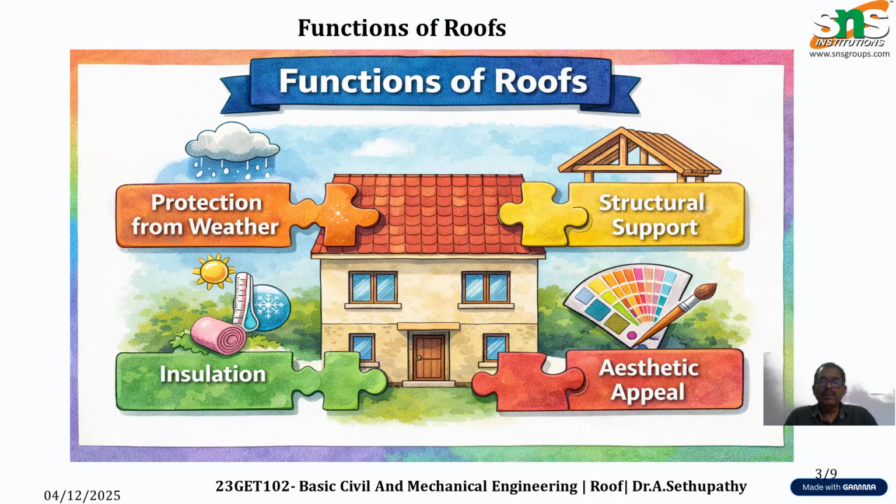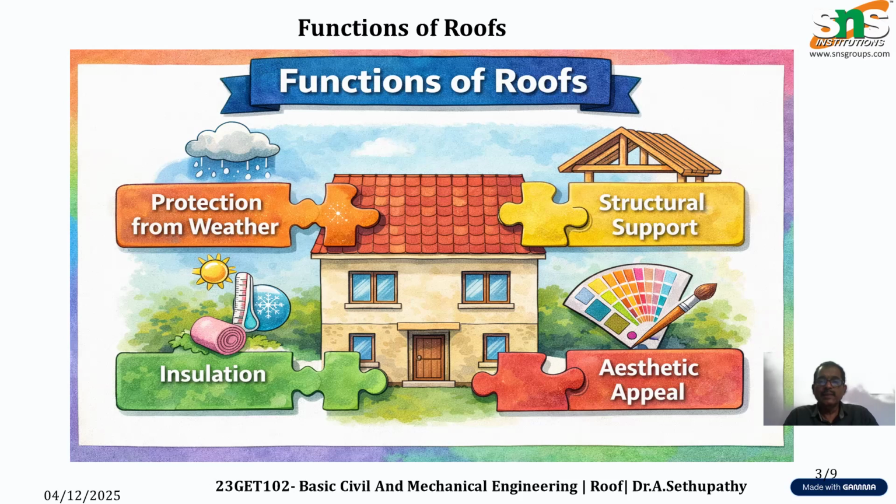Then insulation from thermal effects. Thermal means the sun rays. The sun rays should not fully penetrate inside the buildings. If sunlight directly hits the building, the building walls and structural materials also get damaged due to the huge amount of heat transferred from the sunlight. So the roofs used in houses or buildings resist thermal conductivity.